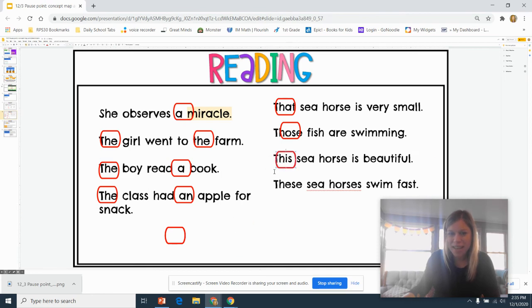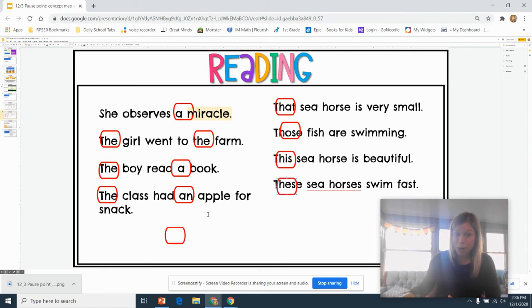Good job. You guys are getting the hang of this. This seahorse. So that tells me it's close to me, and it's just one. Last one. These seahorses swim fast. Did you find our noun? Seahorses? Which seahorses? These. Good thinking, friends. And we know that there's more than one seahorse, so we're going to use the word these, and they're close to us. These seahorses, not the ones over there, but the ones right here. They're swimming fast. Great job finding all of those determiners.